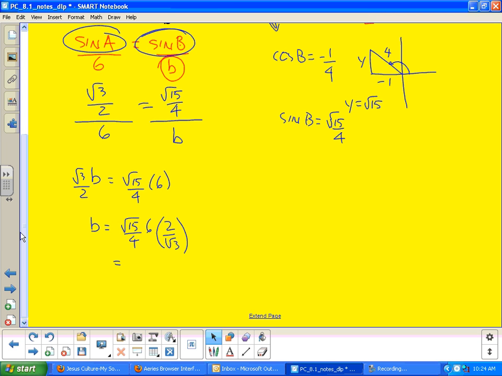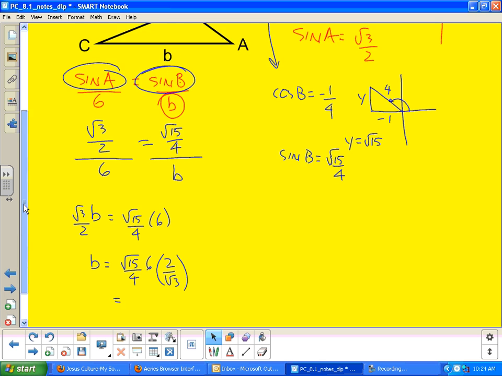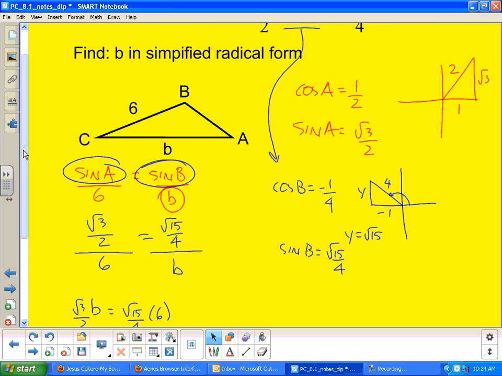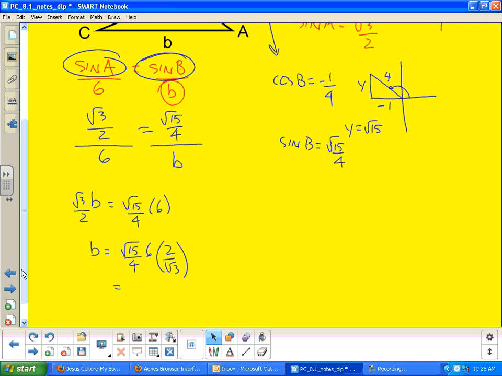You can do the simplifying and the rationalizing and stuff, but that's how we can find little b as an exact value, simplified radical form. We didn't have to make it in decimal, just from using our trig setup. So no ambiguous case there, just using law of sines.